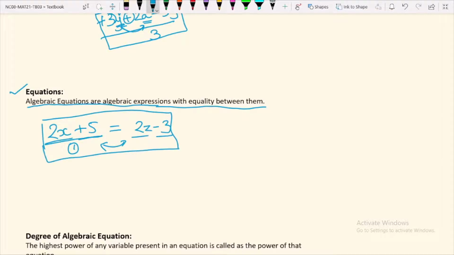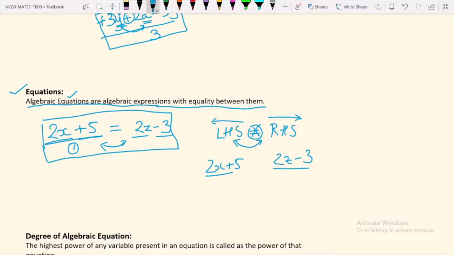Equation has two sides, LHS and RHS. LHS might have one or more expressions, RHS might also have one or more expressions. So in between LHS and RHS there should be equality. Both the sides should be equal to one another. Then it is called an algebraic equation. If there is no equal to sign, then it will not be called an algebraic equation. Then 2x plus 5 and 2z minus 3, these two expressions will be called algebraic expressions, not equation.